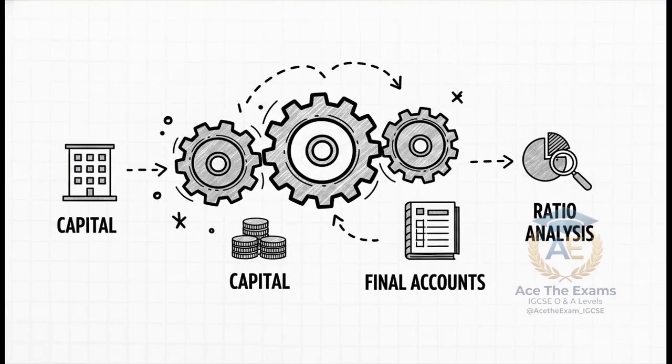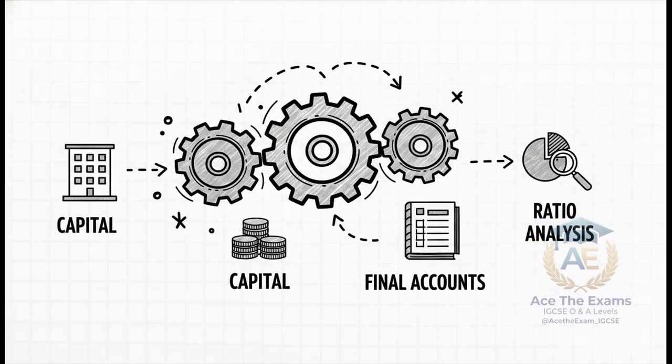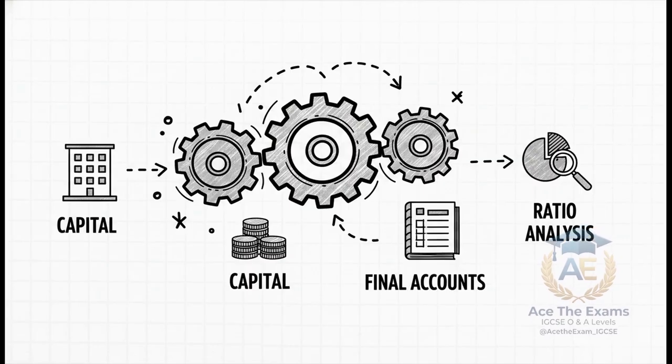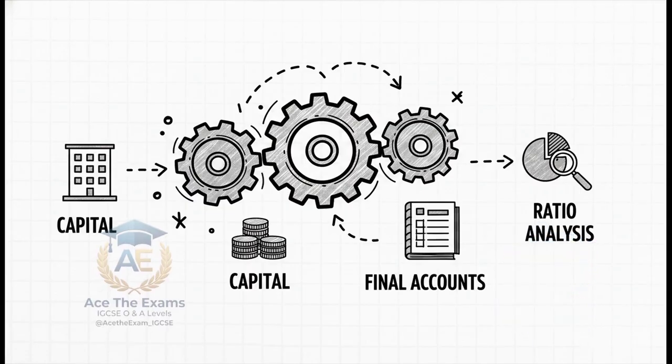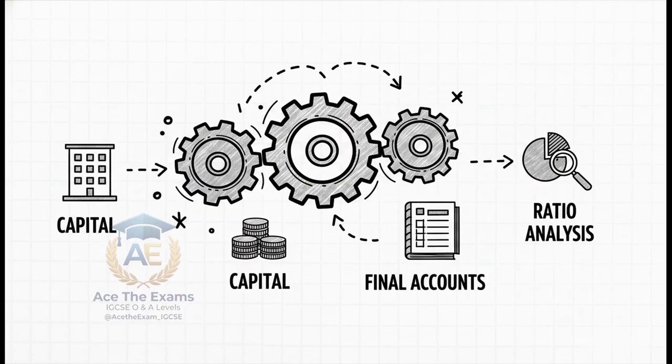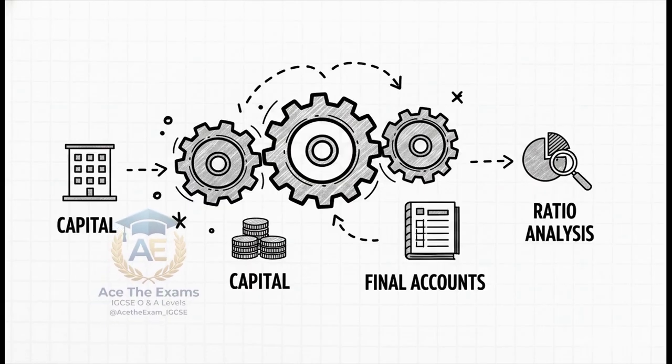Exactly. And to really solidify those AO3 marks, remember that examiners explicitly note that candidates who integrate causal relationships and cross-topic connections are the ones who hit the top marking bands. The syllabus is absolutely not a collection of isolated chapters. The choice of business entity inherently dictates the capital structure. That heavily influences the presentation of final accounts, which in turn completely impacts the ratio analysis.